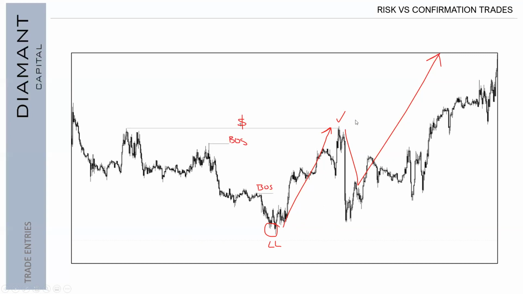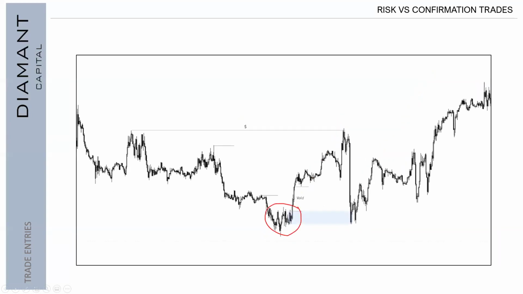Okay, so now we've confirmed we've got two break of structures up. We've got liquidity at the top, this lower low, and this is the higher high in a way. Now we're expecting to have a higher low, and that's exactly what we've got here.